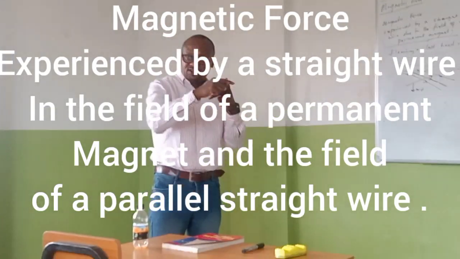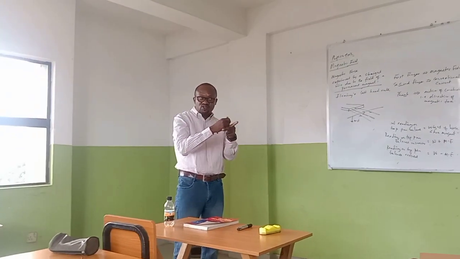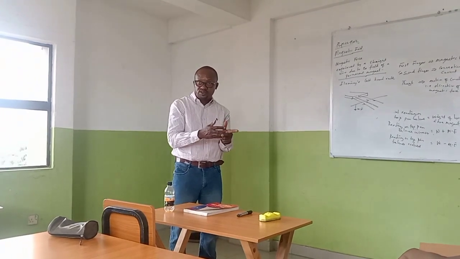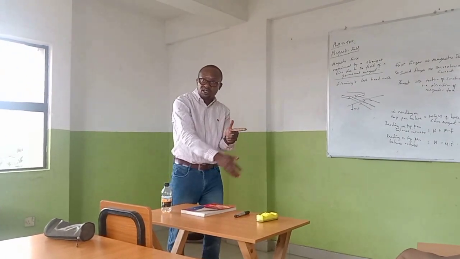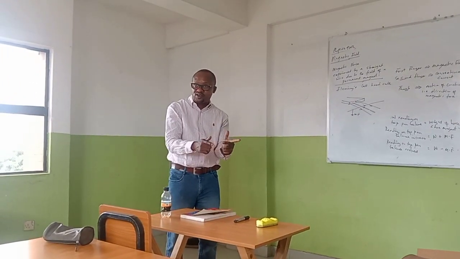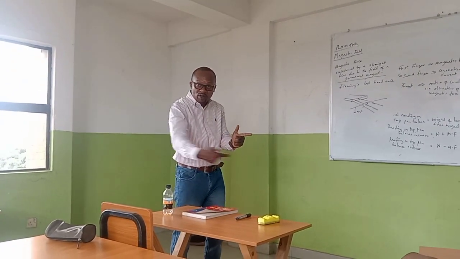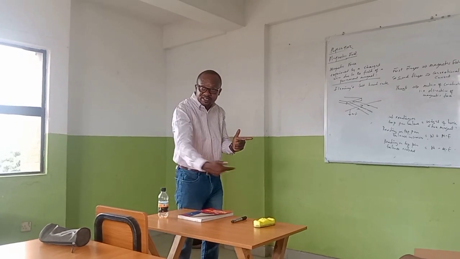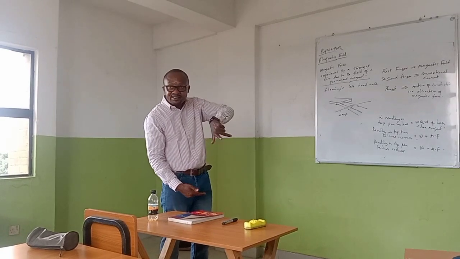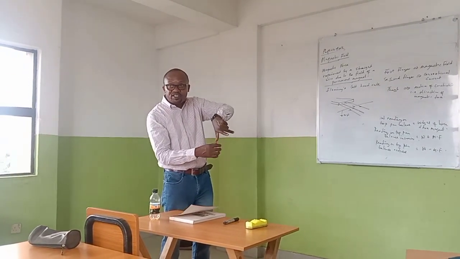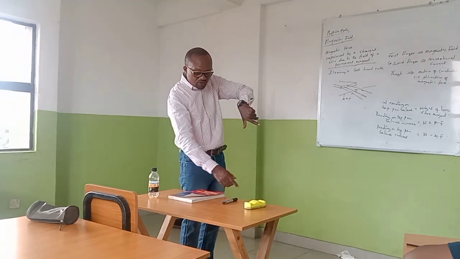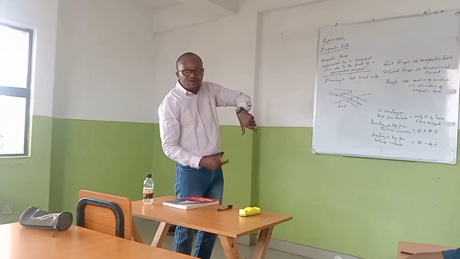This is the first finger, second finger, thumb. The first finger points in the direction of the magnetic field, from the book to the duster. The second finger points in the direction of conventional current, towards the board. The thumb automatically points in what direction? Downward. So the straight wire experiences a magnetic force downwards.